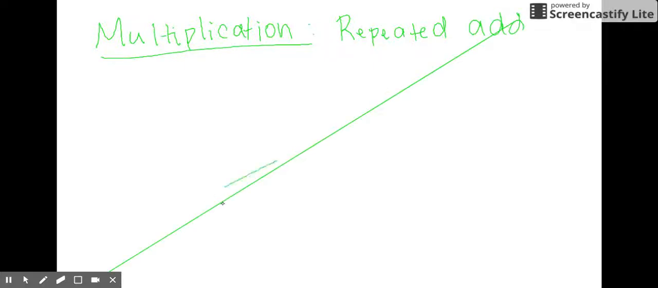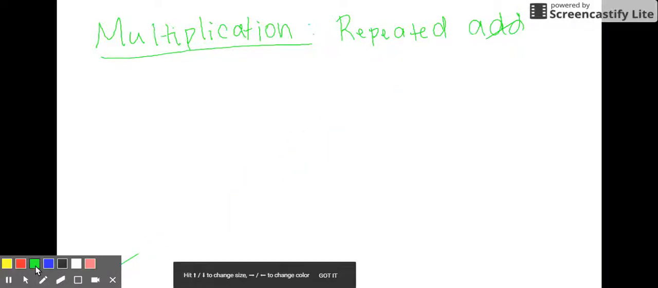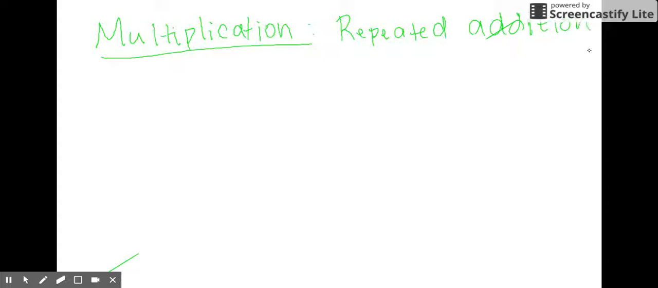oh my goodness. Hold on just a second. Let me delete that. Get rid of that. I don't know how that happened. Okay, if you said repeated addition, you would be correct.